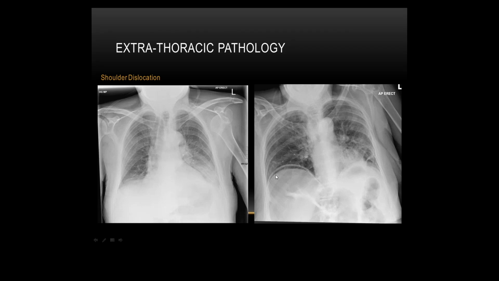Your coffee bean sign you tend to see more down in the sigmoid. Now don't quote me on this because I don't report abdomen x-rays, but your coffee bean sign is more to do with sigmoid volvulus, so you tend to see it a bit more inferiorly on the abdomen x-ray.